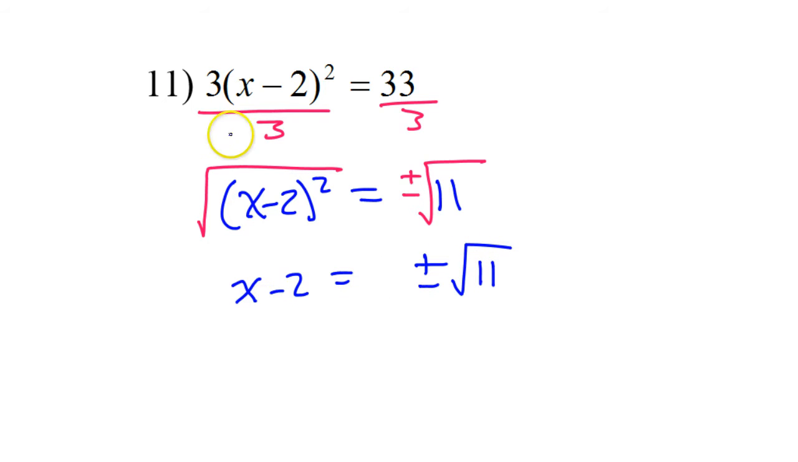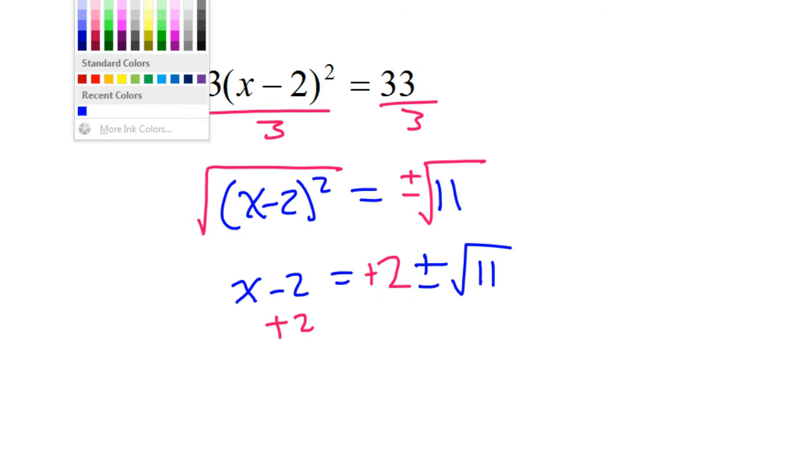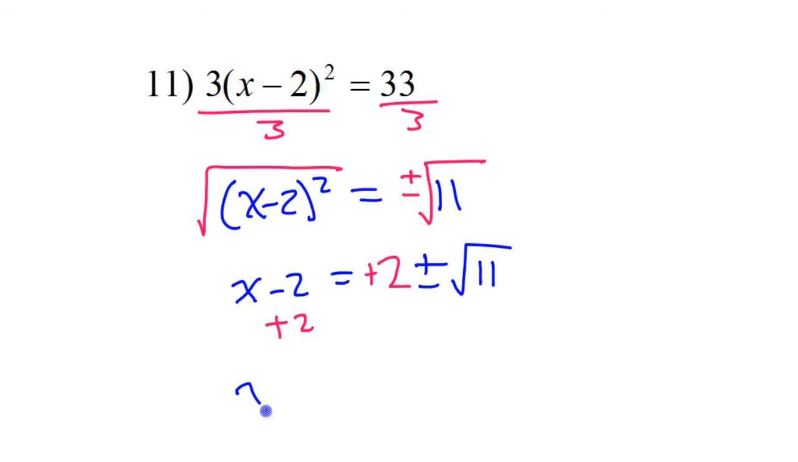To get this x all the way by itself, I now need to add 2 to both sides. Alright? However, when you add the 2 to the right-hand side, put it in the front. Don't put it on the back. Put it in the front before the plus or minus. So that's going to give us x is equal to 2 plus or minus root 11. And you just leave it like that.